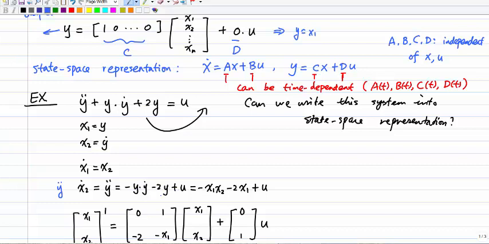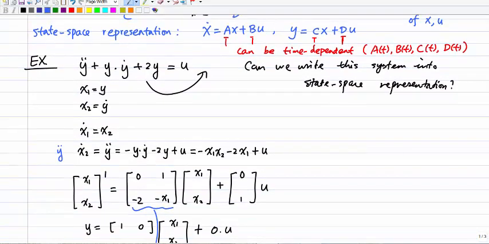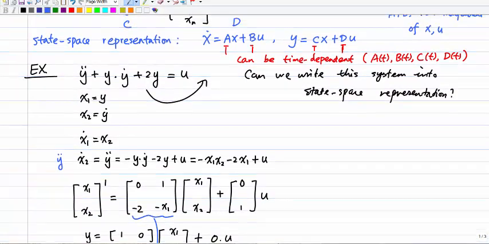Y is defined by x1, so negative x1, and y dot is x2, so negative x1 times x2, minus 2x1, since y is x1, plus u. So let's follow the similar approach that we talked about for writing this in the ABCD form, to see if we can write it in the state space representation. So x1, x2 dot, the derivative, is equal to [0, 1; -2, -x1] times [x1; x2].